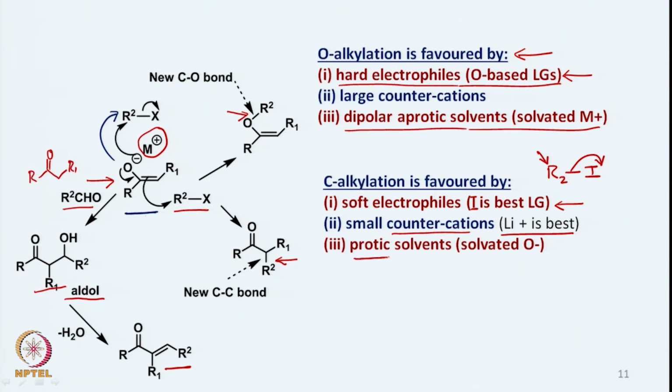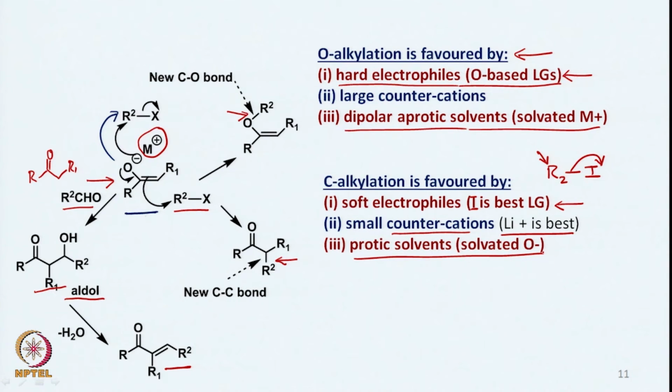And of course we have protic solvents, which solvate O minus. So if we have a protic solvent like methanol or ethanol or something of that sort, then the O minus of the enolate would have a kind of hydrogen bonding with the proton of the solvent, and thus the negative charge is not available for the nucleophilic attack, and thus the double bond attacks, and then C alkylation is favored. So we can do these kinds of modifications, and then we can tune the reaction for either O or C alkylation as the case may be.